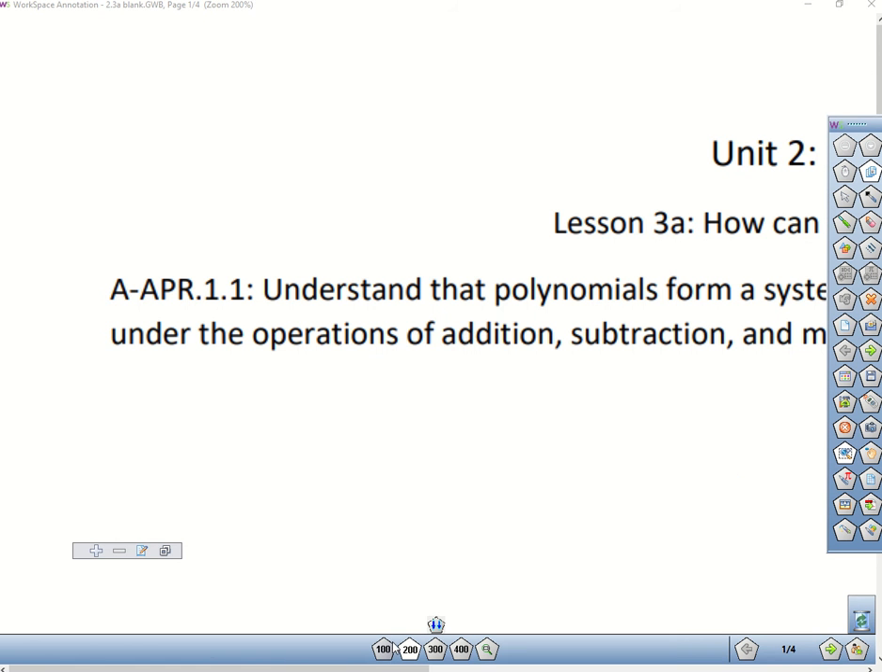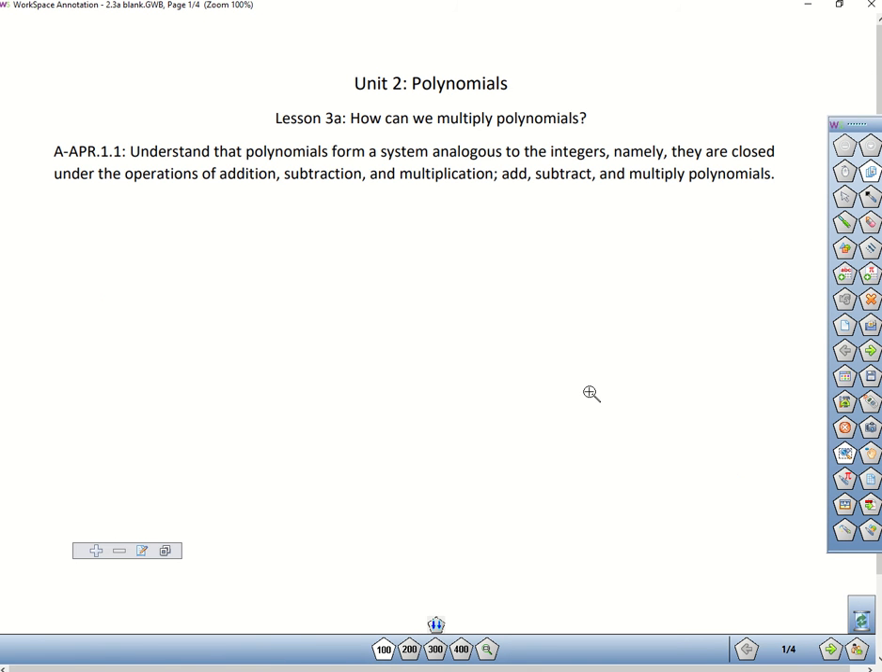Alright, so for example 1, unit 2 polynomials. So how can we multiply polynomials? When multiplying, we're going to use those kind of tools to do it, right?